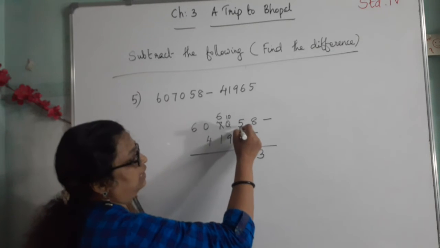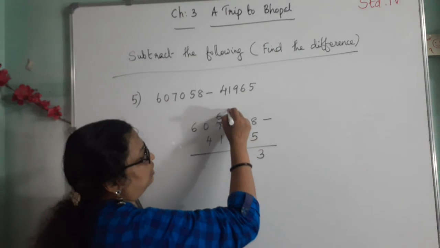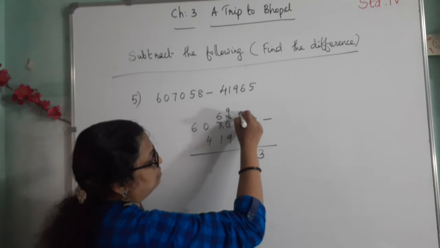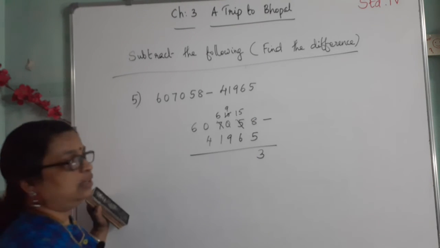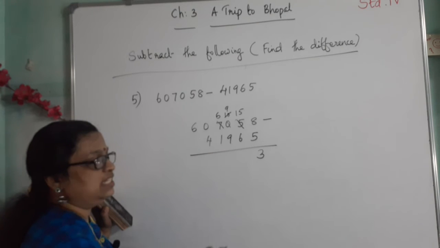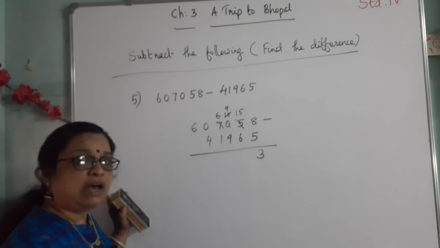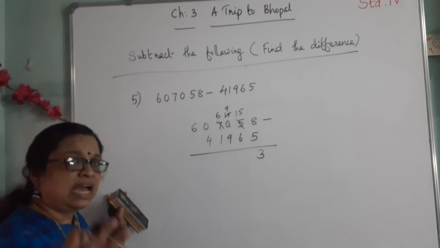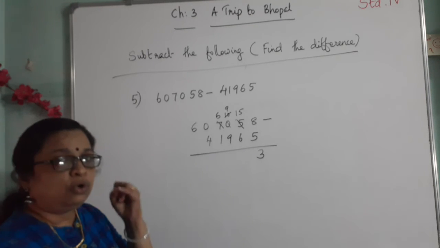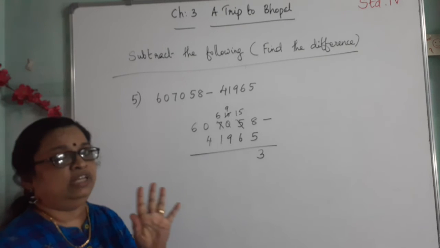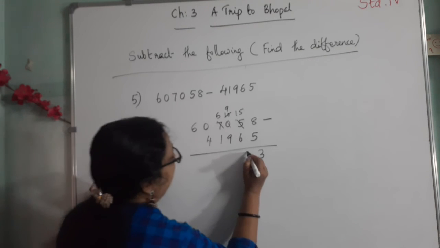And from that 10 it borrows. So 10 becomes 9 and this 5 becomes 15. Now we can subtract. 15 is there. From 15 we can subtract 6. So 6 after 7, 8, 9, 10, 11, 12, 13, 14, 15. How many? 9. So 9 we write.